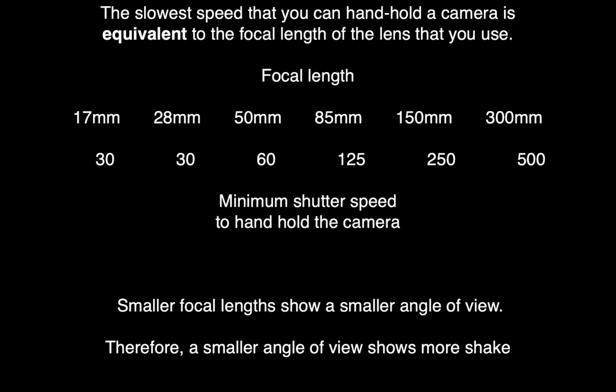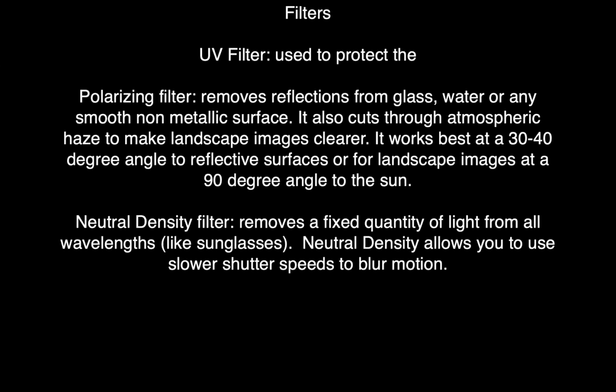Okay, a couple of other things. I think I talked about this in a previous lecture, but a UV filter is always a great idea, always great for protecting your camera lens. Very cheap, and it's just pretty much a clear piece of glass that blocks out UV light. But there's 2 other filters I like to talk about, which are polarizing filters and neutral density filters.